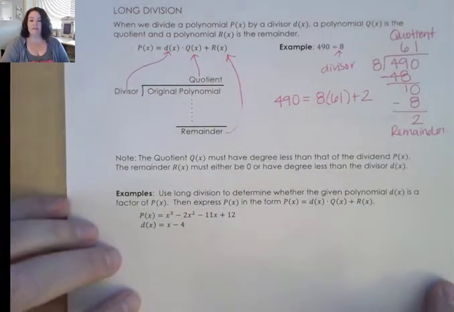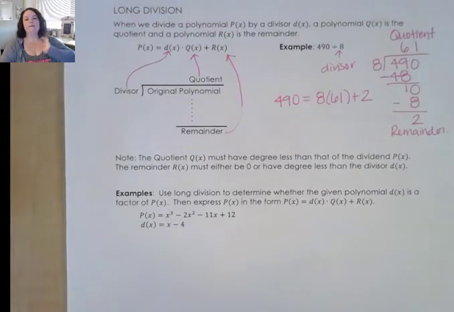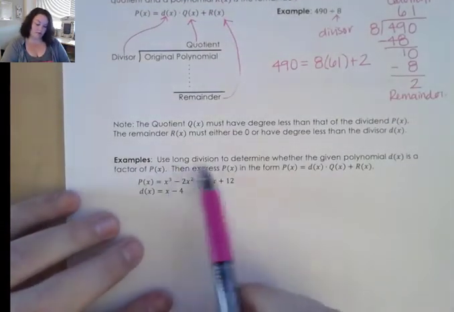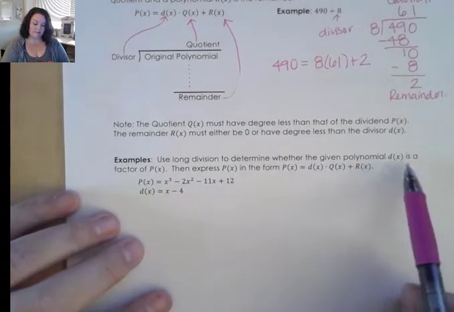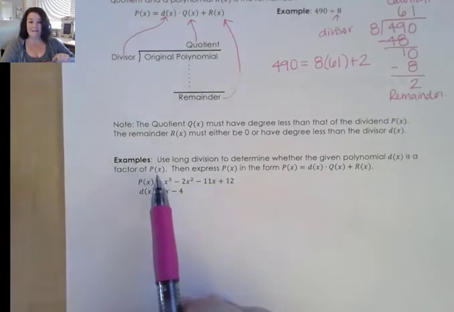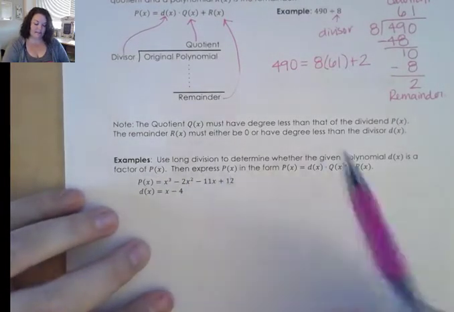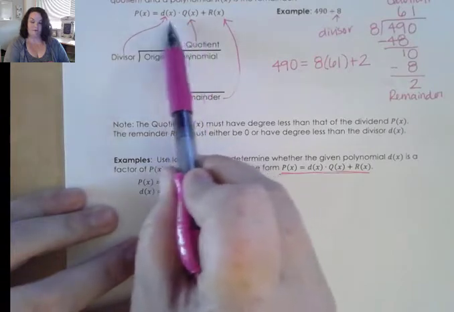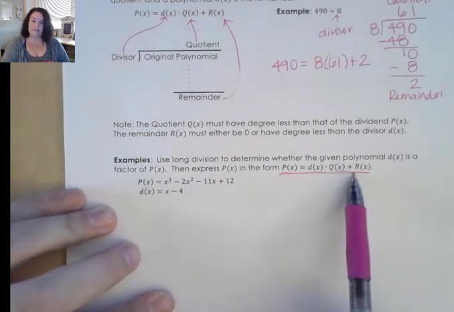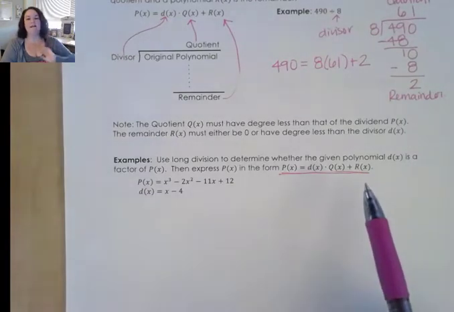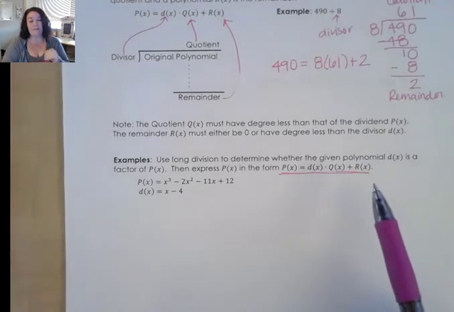So let's go ahead and jump into doing one, and then we'll talk about what it means to have a remainder or to not have a remainder in regards to polynomials. Here it says, use long division to determine whether the given polynomial d of x is a factor of p of x. In order for it to be a factor, that means it has to go in evenly. Then express p of x in this form. So we're going to want to write our answer in this form that we had originally. And that should tell us if it is a factor, because if our remainder is 0, then it went in evenly, which means it's a factor. If our remainder is not 0, then it didn't go in evenly, which means it's not a factor.